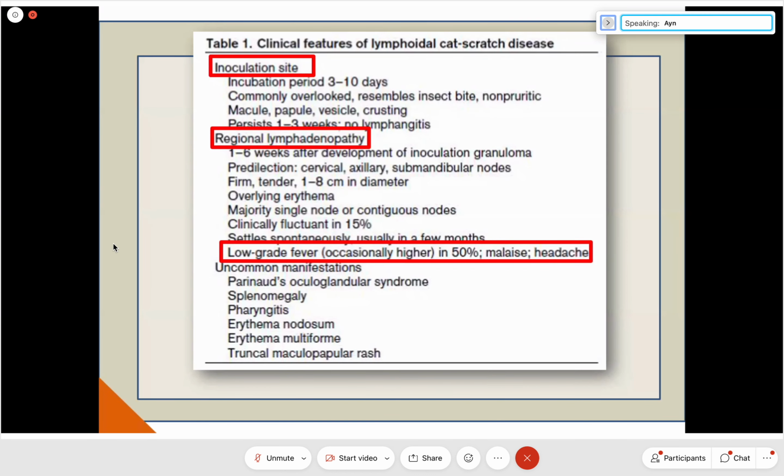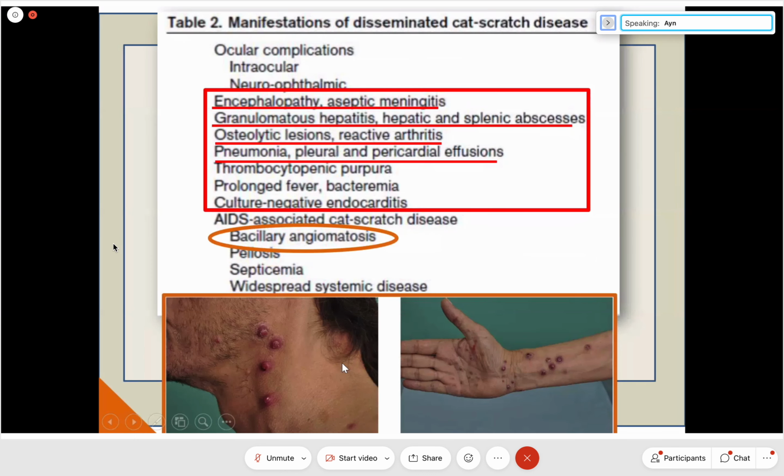As we mentioned, the most common cause is cat scratch disease, so you need to see whether there are any findings that might suggest it. Systemically, you can see the inoculation site, the scratch site or the bite site, and regional lymphadenopathy, which is commonly painful. Patients might complain of fever, malaise, or headache. In severe cases, patients may have more severe systemic manifestations such as encephalopathy, pneumonia, pleural or pericardial effusion, and endocarditis.